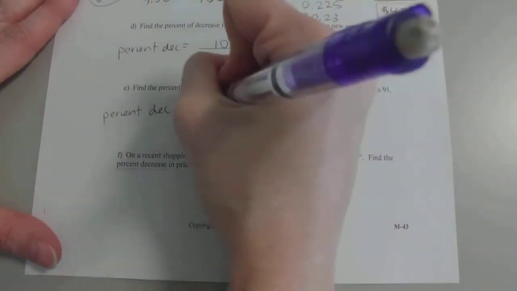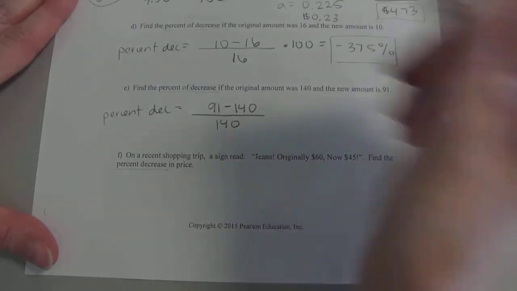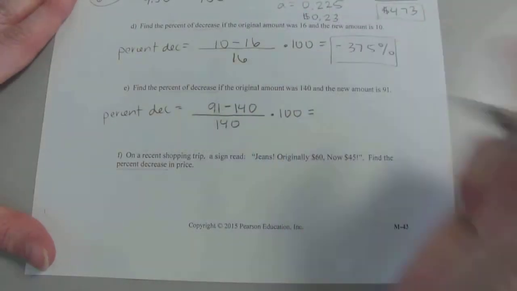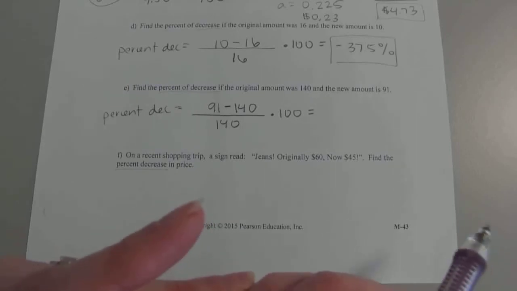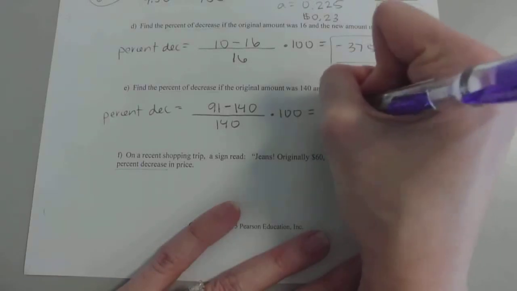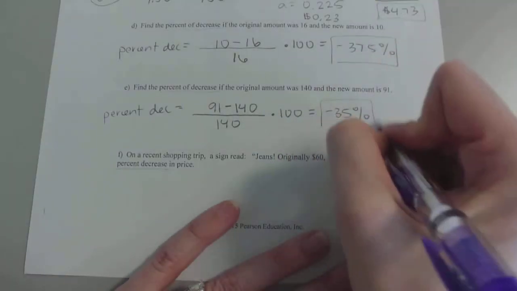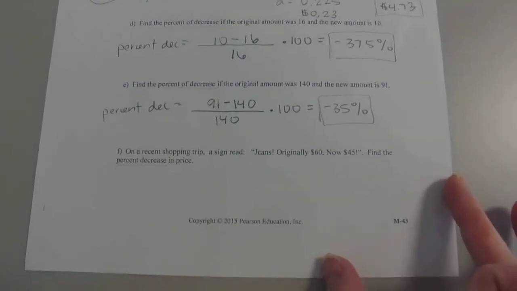E, find the percent decrease if the original amount was 140 and the new amount is 91. So the percent decrease, new minus old, so what's our new? 91 minus our old of 140 divided by 140. We're going to get that number, and then we're going to multiply it by 100 to make it a percent. So how far is 91 compared to 140? It's a difference of $49 or whatever we're talking about. But how does that $49 compare to the 140? It's a negative 35% drop. Is that what you guys got? Okay.